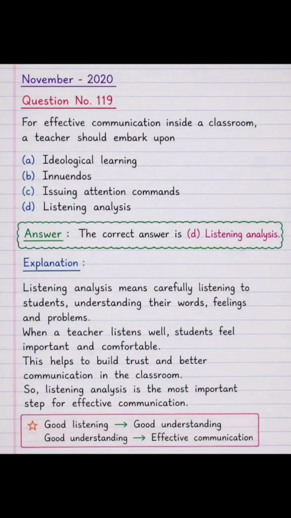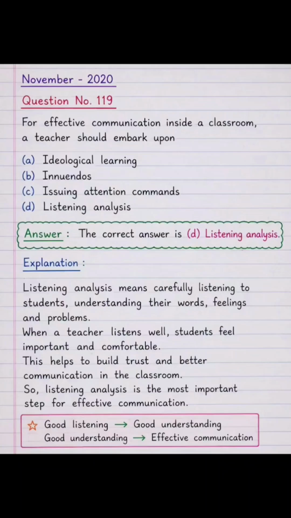For effective communication in a classroom, what should a teacher do? Options are ideological learning, issuing attention commands, listening analysis. So the correct answer is option D, listening analysis. Listening analysis means carefully listening to students. A teacher should understand students' ideas, feelings and problems.